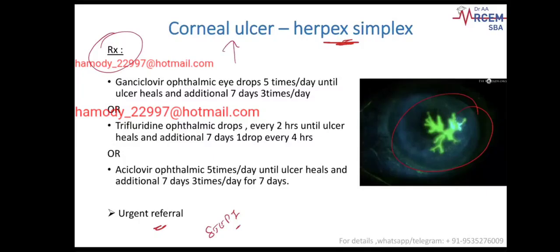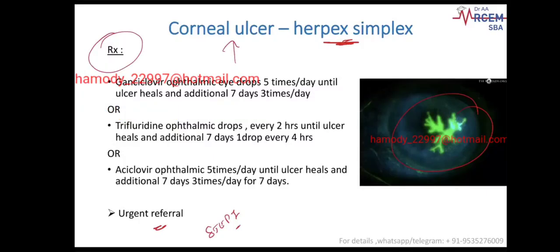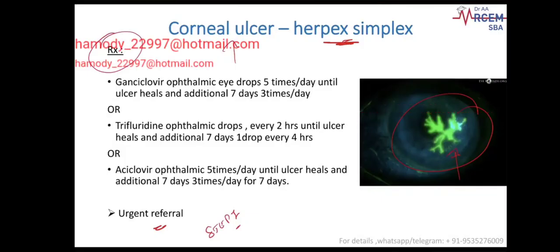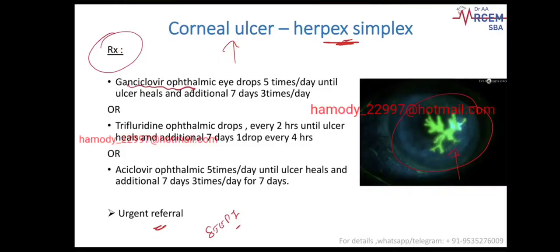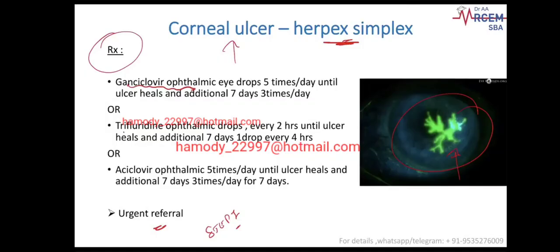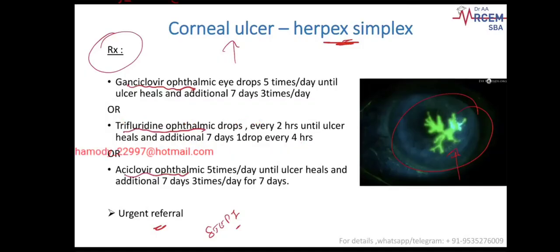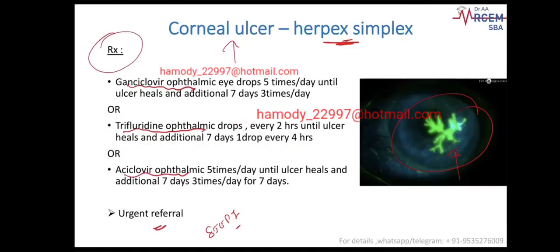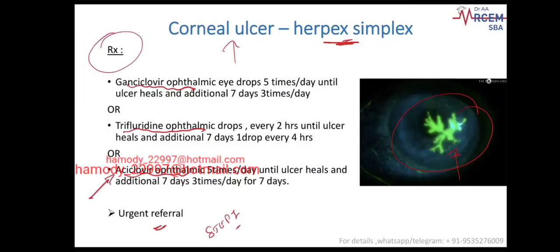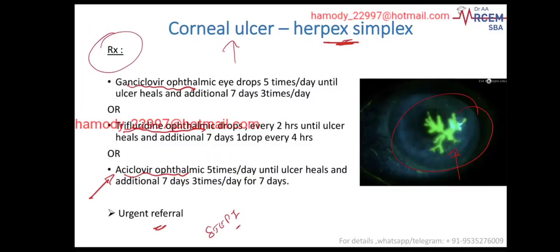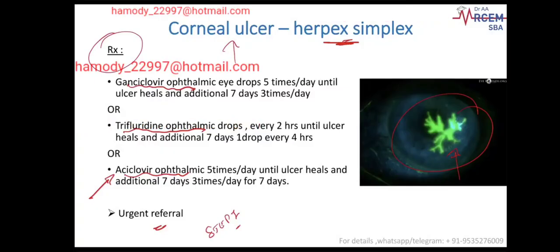The preferred drug to use whenever there is a corneal ulcer caused by herpes simplex, suggested by dendritic ulcers, is ganciclovir ophthalmic drops. Okay, you can use other drops also, like trifluridine ophthalmic drops or acyclovir ophthalmic drops. Systemic drugs like acyclovir given orally or IV are not preferred. Topical ophthalmic drops are the preferred treatment.